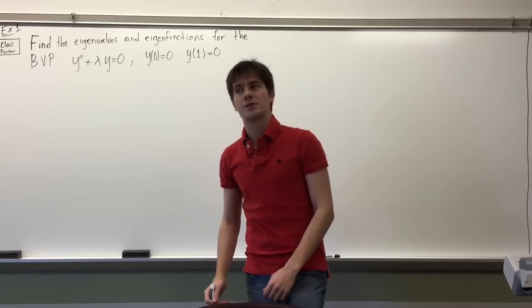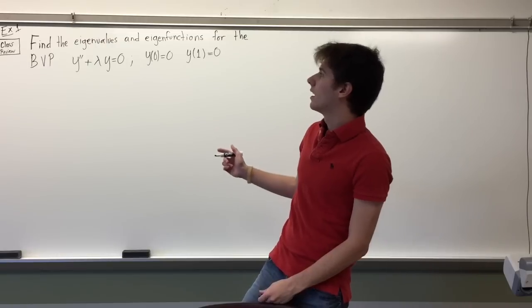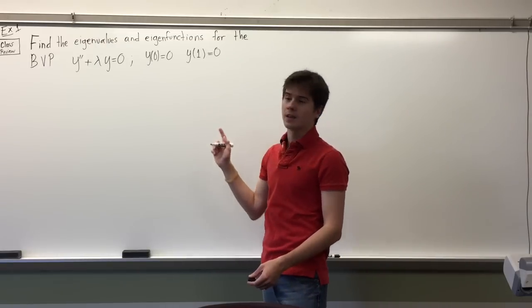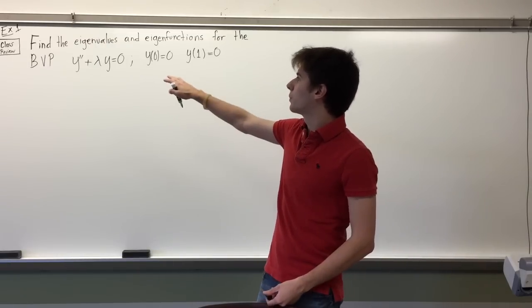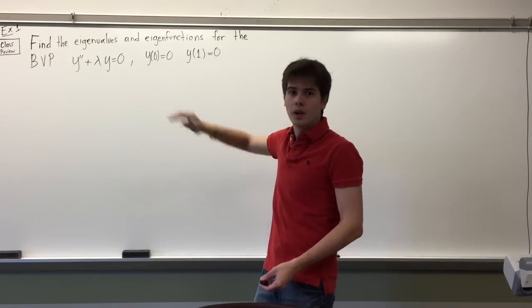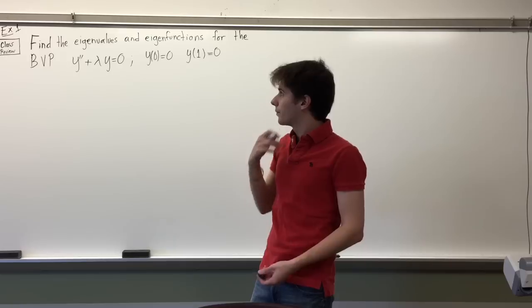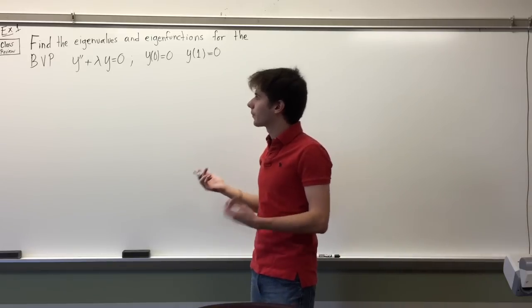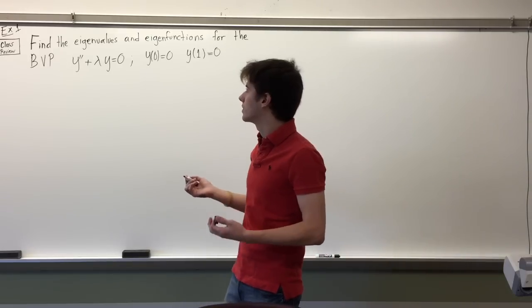Hi everyone, so let's review this example that we did in class. Find the eigenvalues and eigenfunctions for the boundary value problem. We have this DE here and we're given these two boundary conditions. So the first thing we always do is find the characteristic equation.